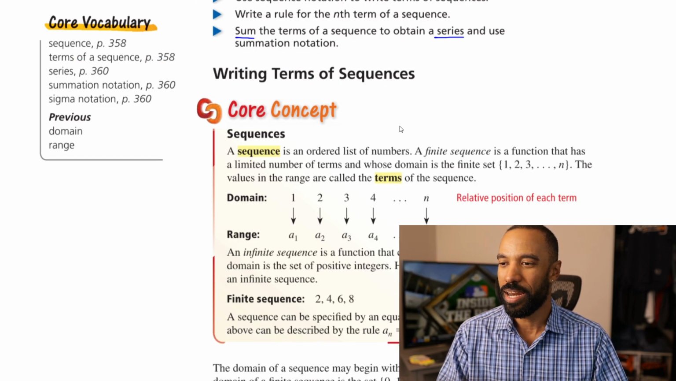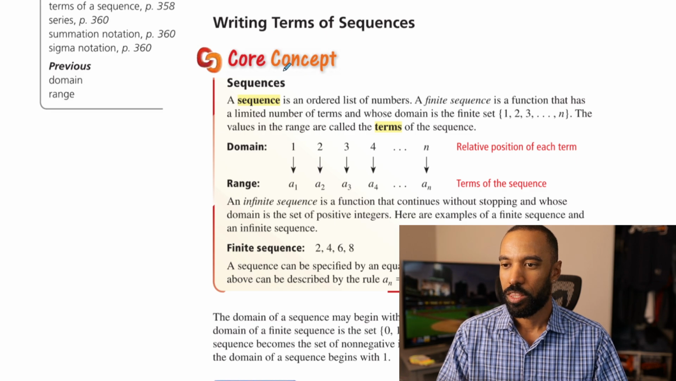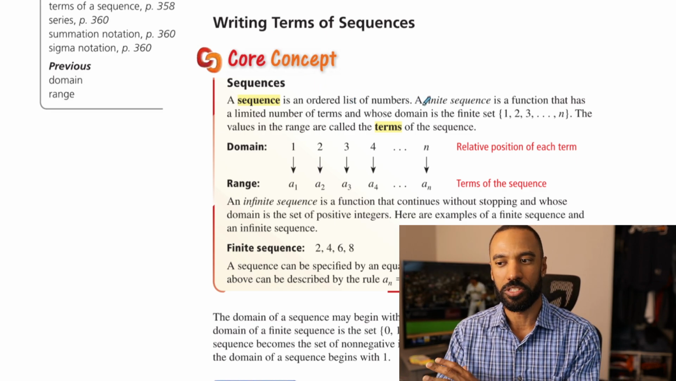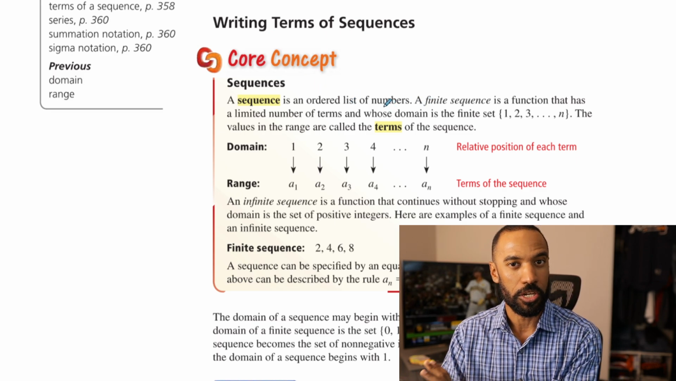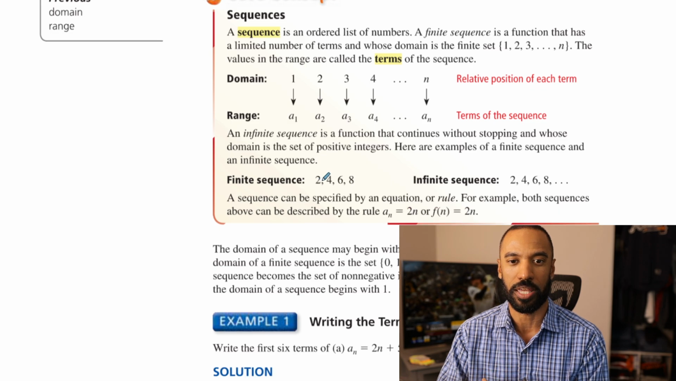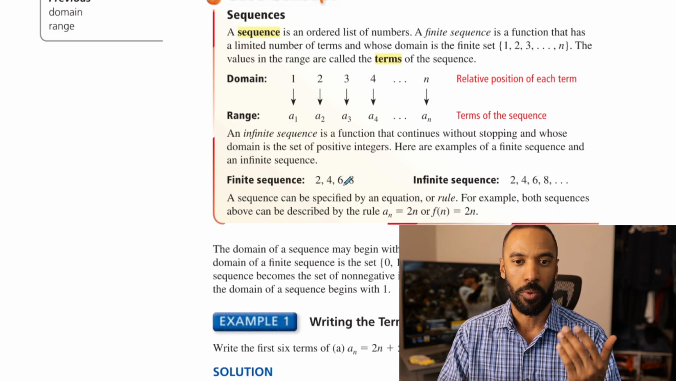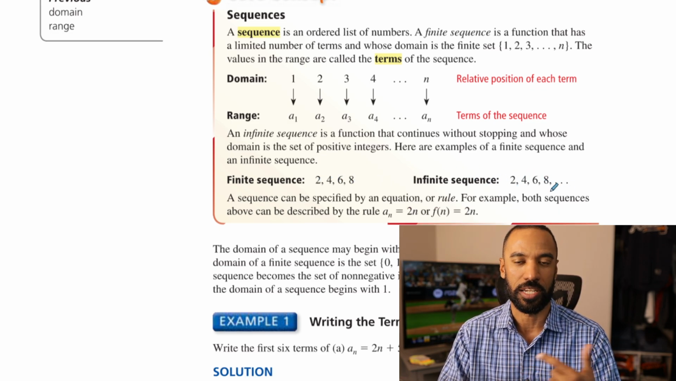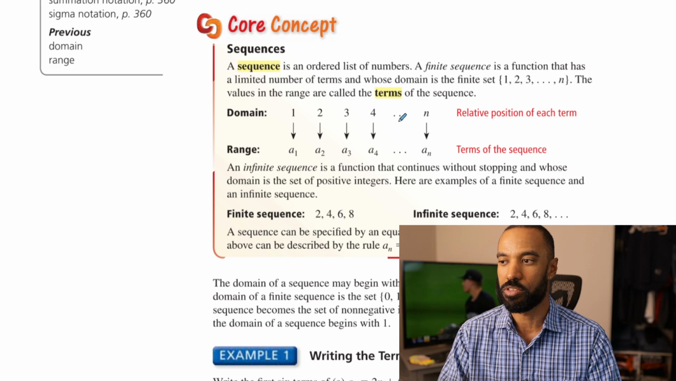All right, writing terms of sequences. The core concept, a sequence is an ordered list of numbers. Now again, that shouldn't be anything new for us, that we have a list of numbers like this one, 2, 4, 6, 8, whether it's finite or infinite. The ... implies that it's going on forever. Finite implies that it actually stopped at 8. So just a list of numbers.